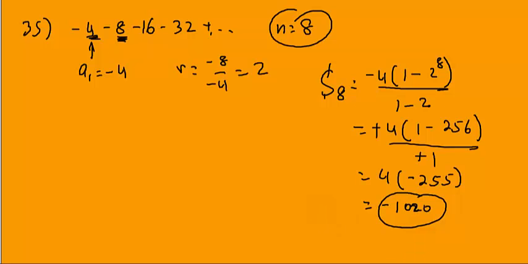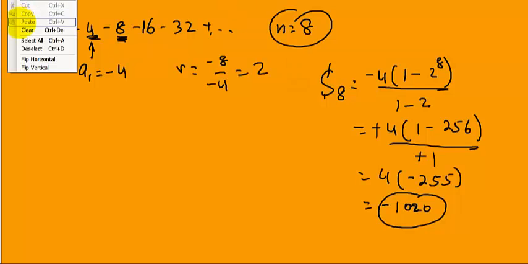Okay, so I want to do one more, which is 37, so let's go ahead and take care of that, and then we'll be done. So 37: I have a sub 1 is equal to 1, and my ratio is equal to 4, and then they tell me S sub n is equal to 341, and they want me to find the n.